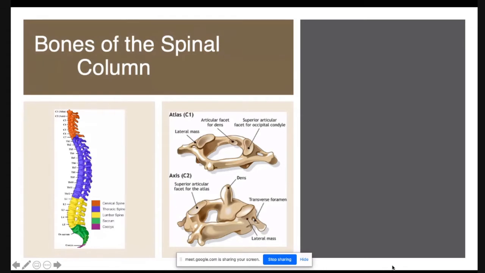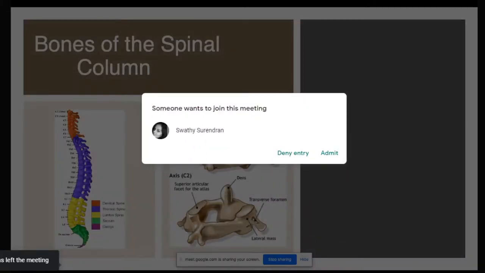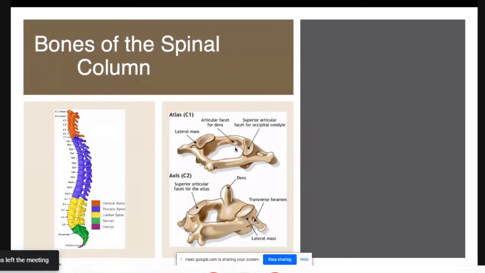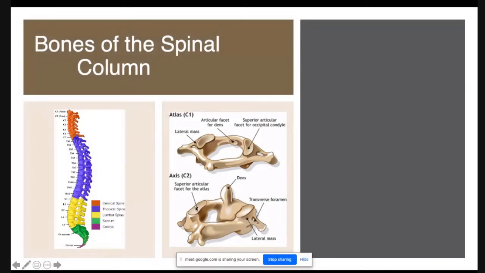For example, here I have mentioned articular facets. This is the articular facet for the dens in the case of C1, and in C2 we have the articular facets for the atlas. This is also another landmark which we are going to get, and the transverse foramens. Please do remember these terms before I discuss the reports, because more and more times we will get the same terminologies repeating in the reports.